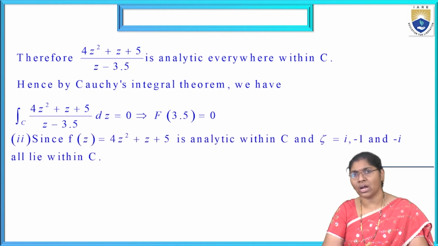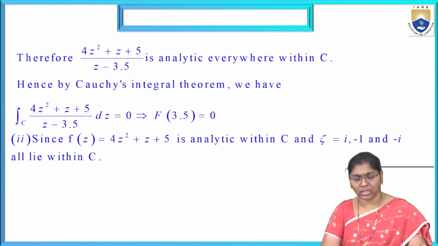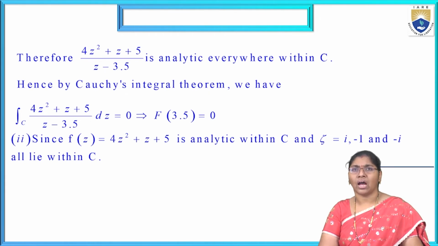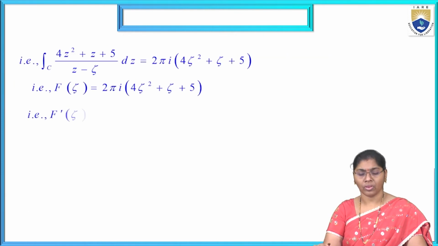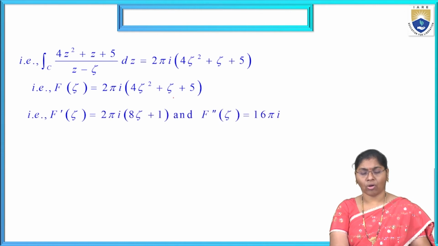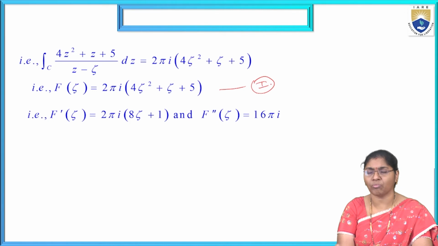Now similarly we check the second one. Since f of z equals (4z² + z + 5)/(z − z_0), the given points i, −1 and −i all lie within the curve C. Now Cauchy's formula applies, since all are inside the curve. Substituting 2πi times f of z_0, that is 4z_0² + z_0 + 5. Now substituting each and every one individually. This is equation number 1.